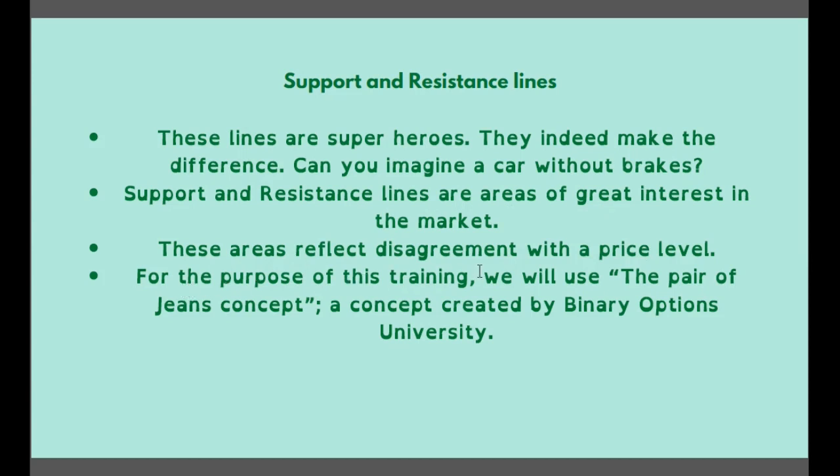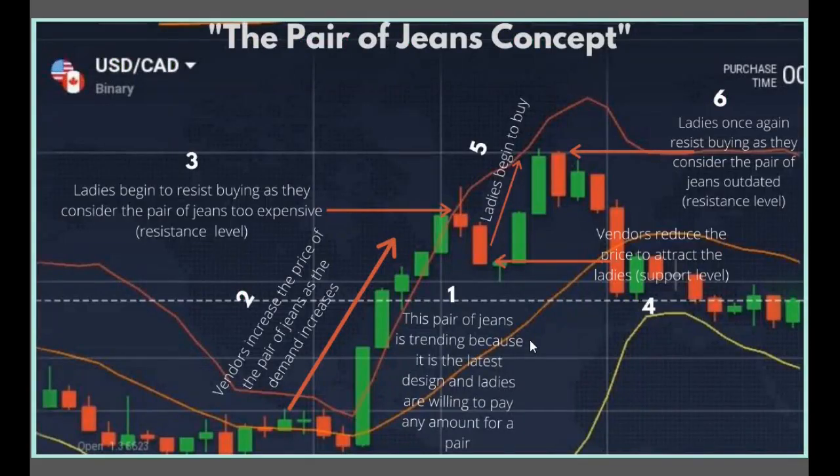So for the purpose of this training, we will use the pair of jeans concept, a concept created by Binary Options University. Let's go straight to the pair of jeans concept. It is a way of memorizing and understanding the resistance and support levels, and a way of drawing these levels accurately on the chart.